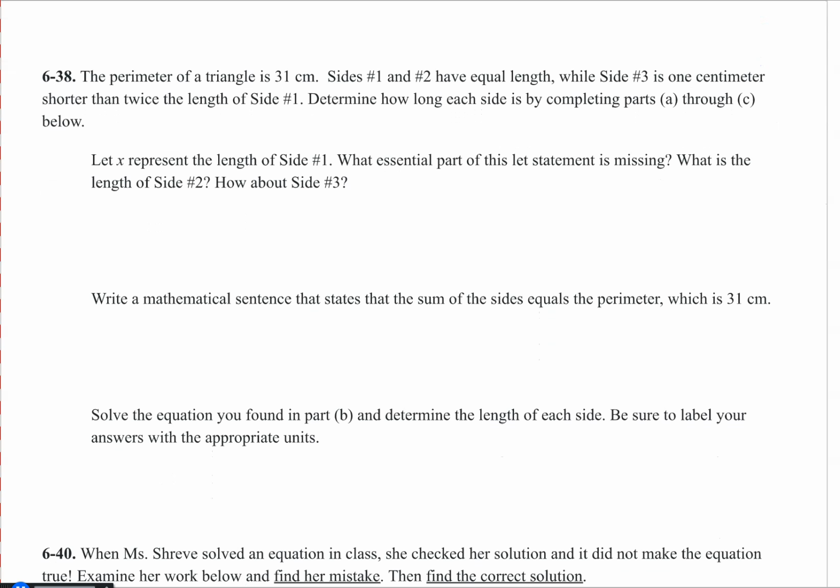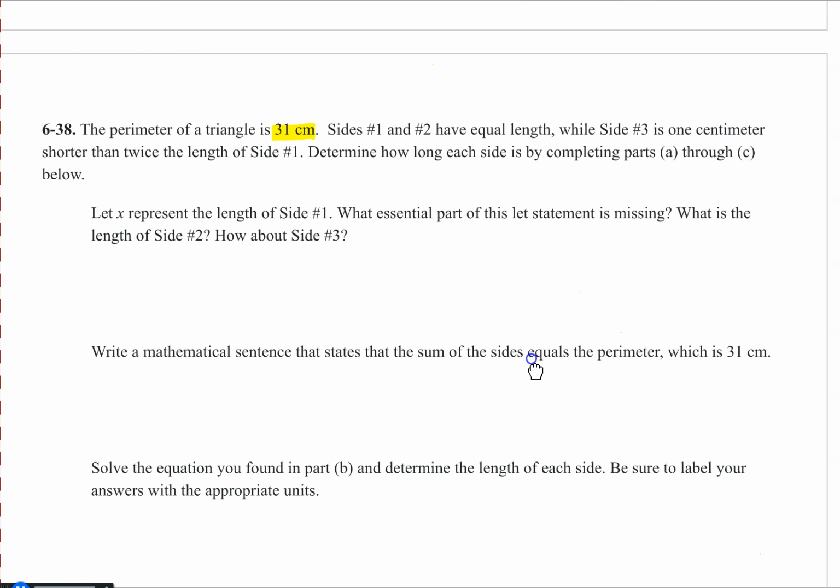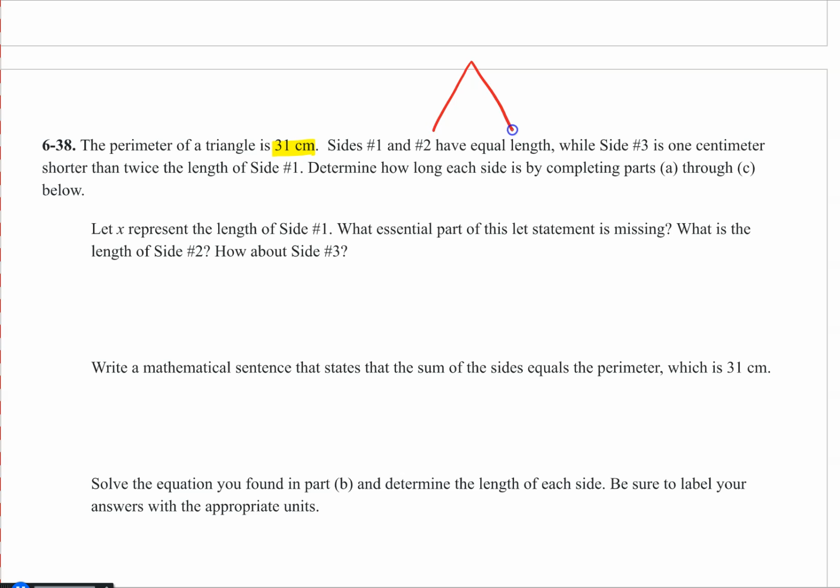6-38. The perimeter of a triangle is 31 centimeters. Side 1 and side 2 have equal length. Let's make a little diagram. Here's side 1, here's side 2, here's side 3. Okay. Side 3 is 1 centimeter shorter than twice the length of side 1. Ooh, that's complicated. Figure that out in a sec. Determine how long each side is.